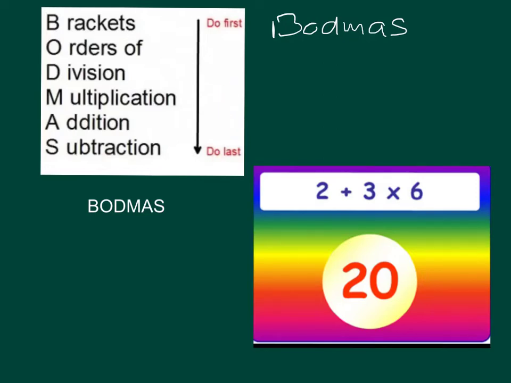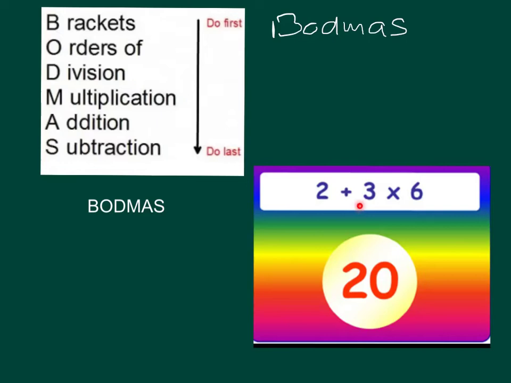So if we look at our sum over here, 2 plus 3 times 6, we've got the answer 20. So what BODMAS tells us is not to do your sums in order, but to follow a special rule. And the rule tells us that we must do division. Any division or multiplication must come before addition and subtraction.